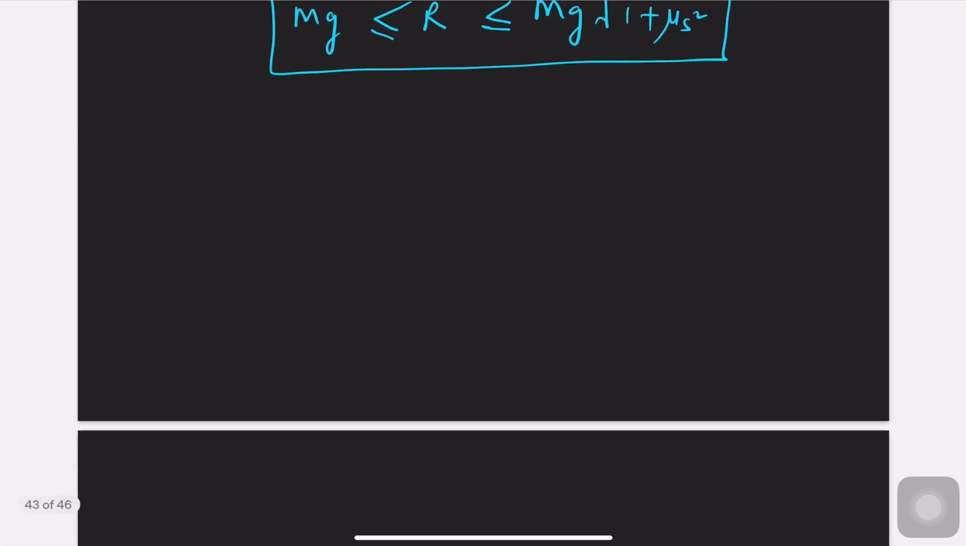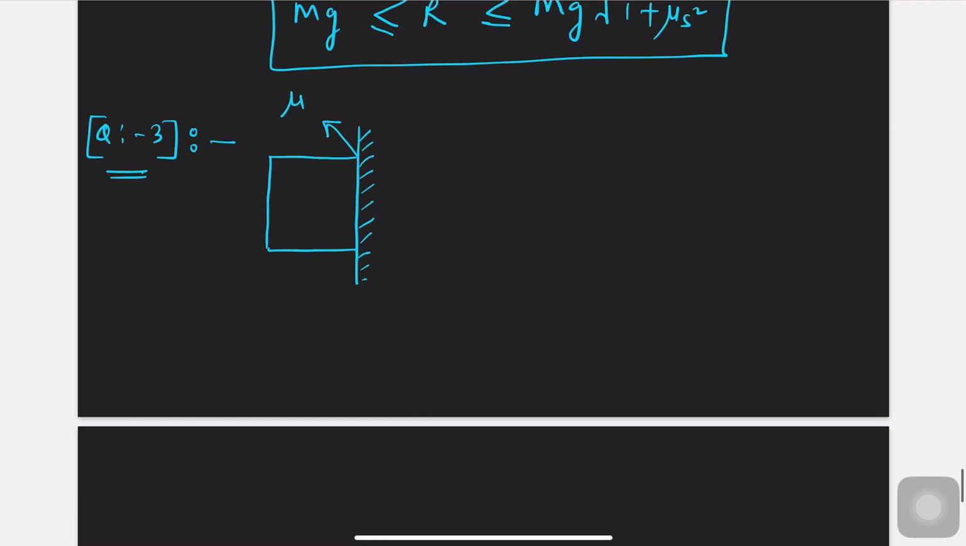The next problem is question number 3. See, there is a vertical wall, and there is a block, and of course there is a friction coefficient available between these two surfaces. Let's say mu is given to you as 0.4.